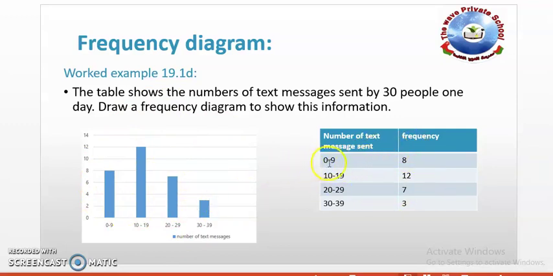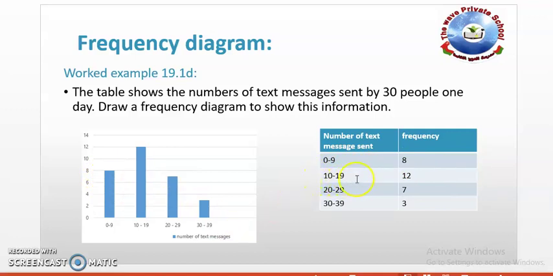Below, the number of text messages is given and here frequencies are given. So just see 0 to 9. And what is the frequency for 0 to 9? It is equal to 8. So here frequencies are given and at the bottom of the graph the number of text messages. So just divide it into portions 0 to 9, 10 to 19, 20 to 29 and 30 to 39. And now we'll find the frequencies. For 0 to 9 the frequency is 8. So just see here it is 8.